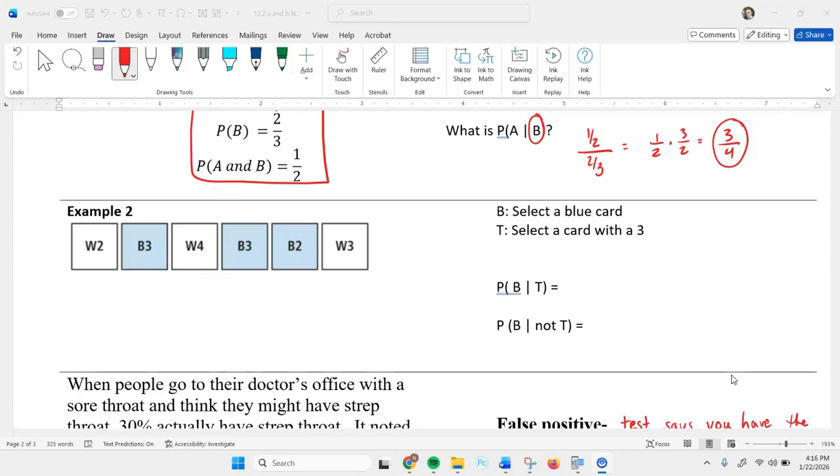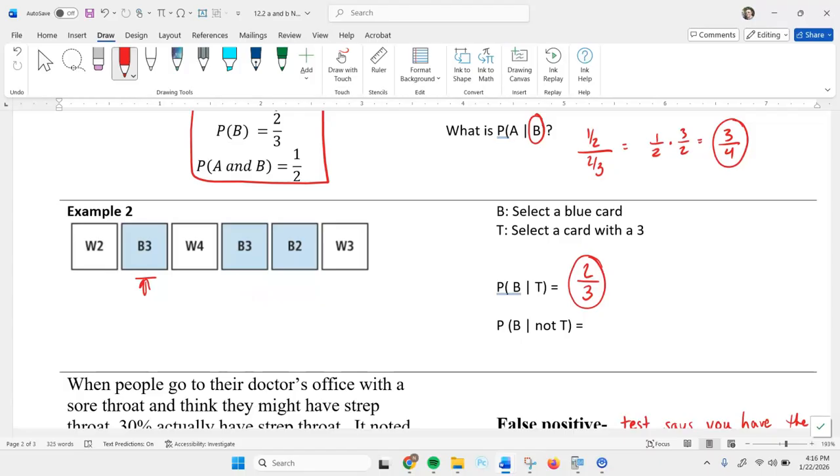B represents a blue card. T represents getting a card with a 3. So we want to find the probability that we select a blue card given that it has a 3 on it. These are the ones that have 3s on them. So there are 3 cards that have a 3 on it. Out of those 3 cards, how many of them are blue and have a 3 on it? Well, we can see that that would be these 2. So there's 2 out of the 3 that are blue and 3. That can't be reduced. That's how easy it would be.